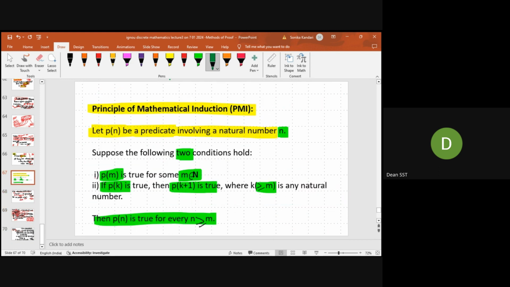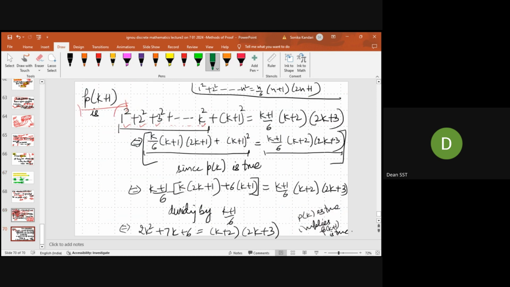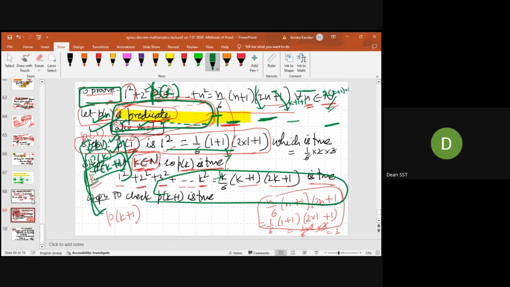Fine. It means if Pm is true for m belonging to N, and if Pk is true then Pk plus 1 is true, and k is greater than or equal to m, we can say that Pn is true for every n greater than or equal to m. These steps will be clear when you solve this question. Are you able to solve this question? Will you try on your own? Yes, ma'am.